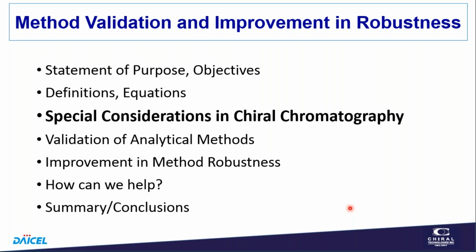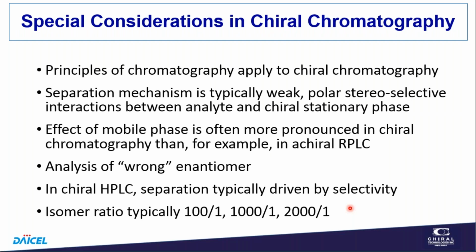So there are some special considerations in chiral chromatography. The principles of chromatography apply to chiral chromatography. As I said earlier, chromatography is a partitioning of the analyte between stationary phase and mobile phase. So these equations that I showed you a little bit ago apply whether it's chiral chromatography or achiral. What makes chiral chromatography somewhat mysterious or difficult is the separation mechanism is a little more complex than, say, reverse phase chromatography. We typically have weak polar stereoselective interactions between analyte and chiral stationary phase.